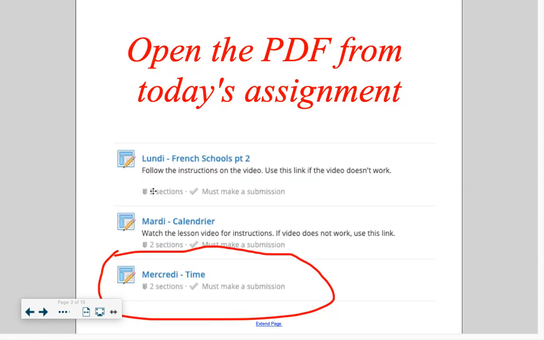You're going to need to open the PDF for today's assignment. It's under Mercredi and it's titled Time. And it is a PDF you can download onto Notability. Once you do that, you're going to want to create a split screen in your iPad so that you're able to follow along with the notes PDF as well as follow along with the video, and so you can get the definitions for the expressions like you would have in class. So take a moment to do that.